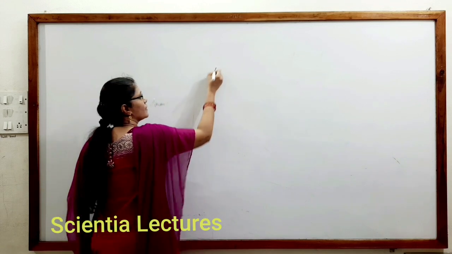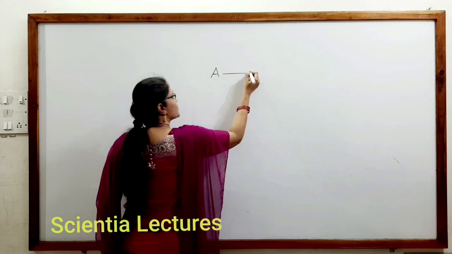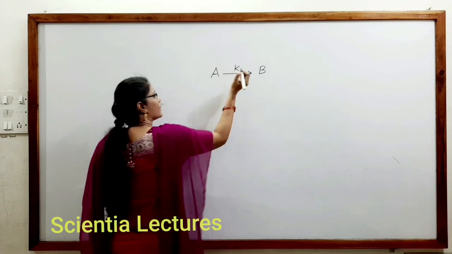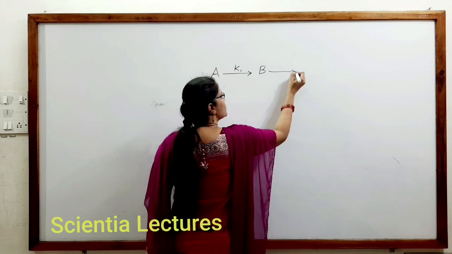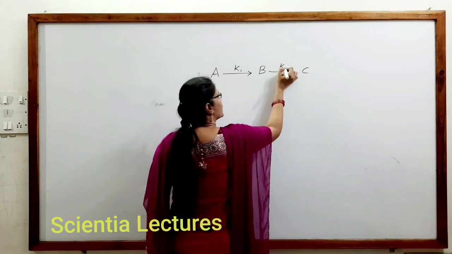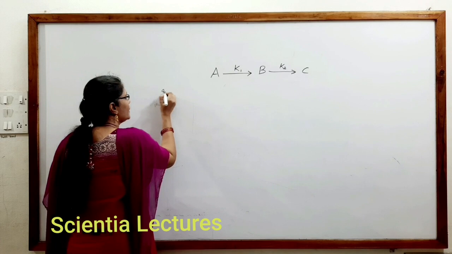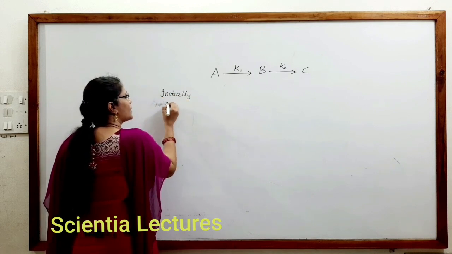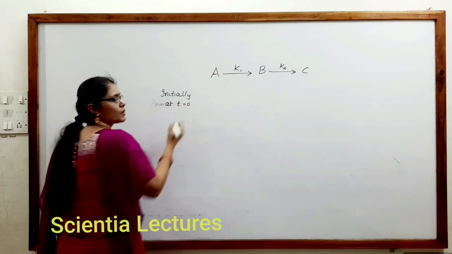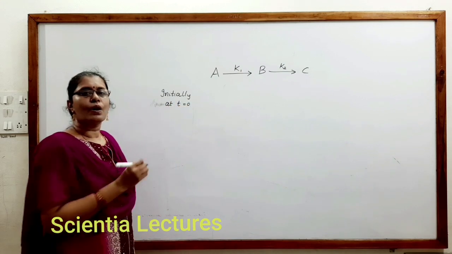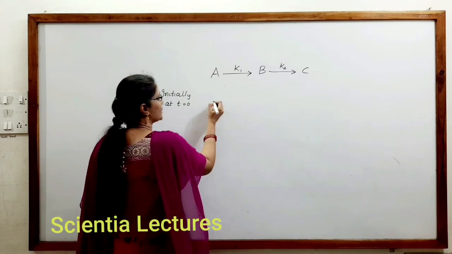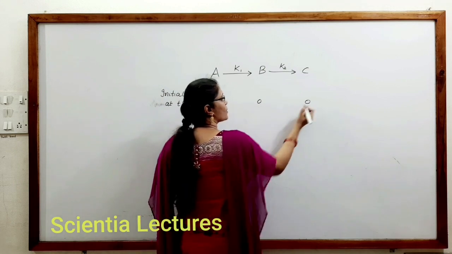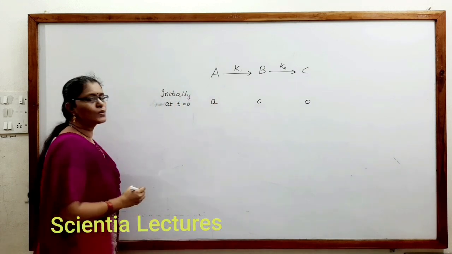Now let us take A gives rise to B with a rate constant of K1, and B gives rise to C with a rate constant of K2. Initially, at T equal to 0, let us consider the concentration of reactant A to be a. B is 0 and C is also 0 at T equal to 0.